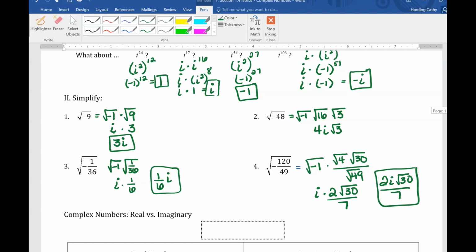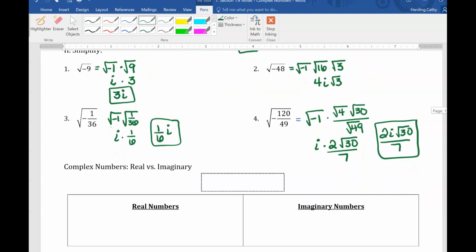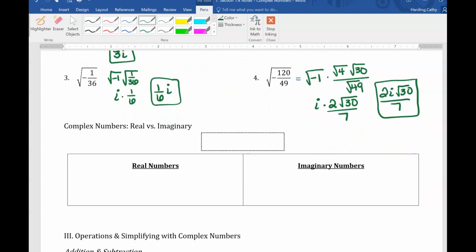All right, those are imaginary numbers. We're going to talk a lot about complex numbers. A complex number is any number in the form a plus bi, where a is the real portion of the number and bi is the imaginary portion of the number. We've seen lots of real numbers before.